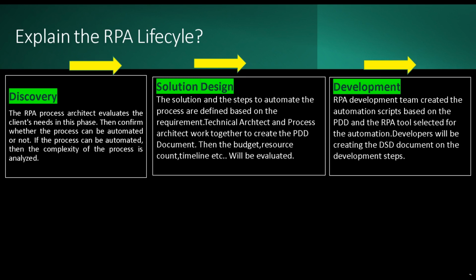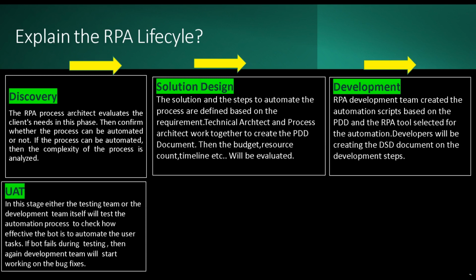Development. That is the third phase of RPA lifecycle. RPA development team creates the automation scripts based on the PDD and the RPA tool selected for the automation. Developers will be creating the DSD document on the development steps. What is the fourth phase? UAT, that is user acceptance testing.